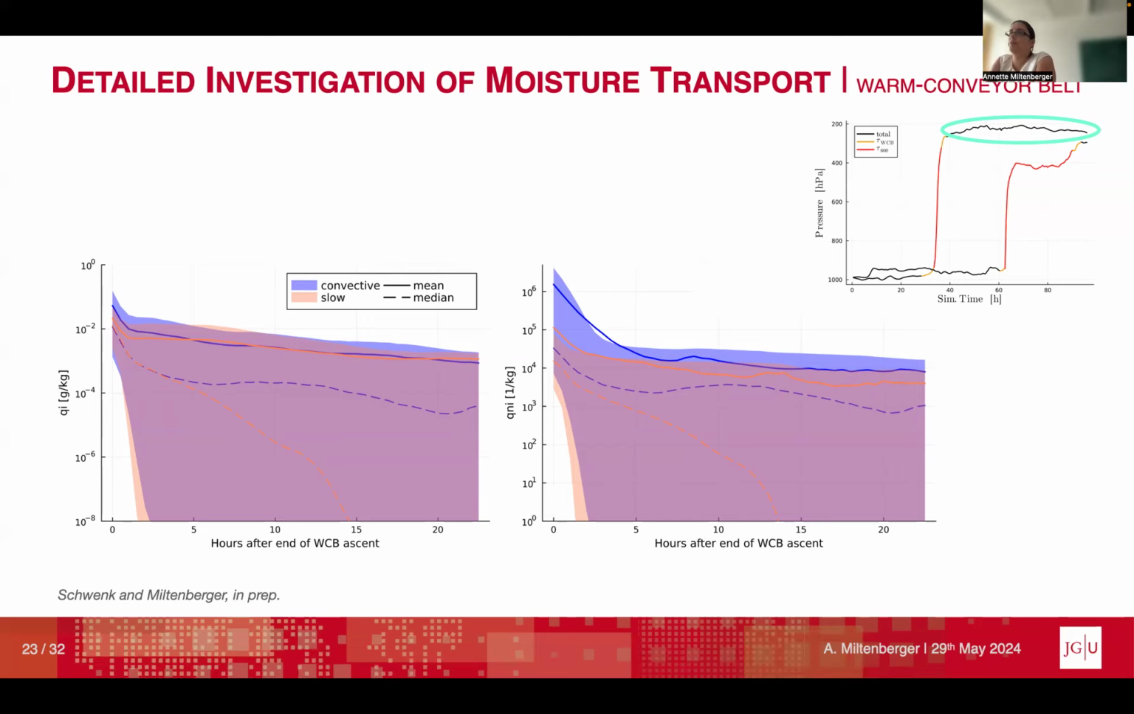If we look again at the slow trajectories and the median, we see a much more rapid drop-off than in the convective ones. The current hypothesis is that this has to do with the ice crystal numbers. On the right-hand side, we have much fewer crystals here, about 2 orders of magnitude, or 1 order of magnitude if you look at the mean, and maybe half an order of magnitude if you look at the median. That gives you just larger crystals in the slow ascent than in the convective ascent. And again, the ice crystal number is going down as we would expect from sedimentation.